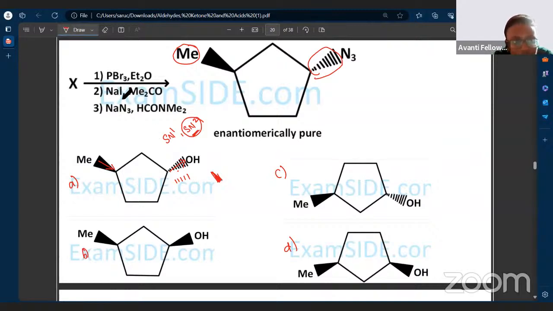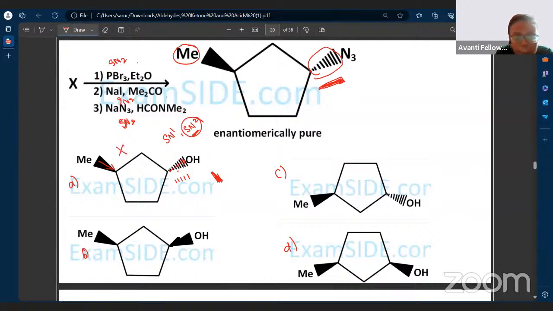Now again, when you react it with NaI in acetone, it is going to be SN2. Again, this is also going to be SN2. So three SN2 steps should be there, meaning inversion, inversion, inversion. At last, you'll be getting the inverted product only. Here this part should be towards, but here it is given as inverted. So option A is going to be wrong.